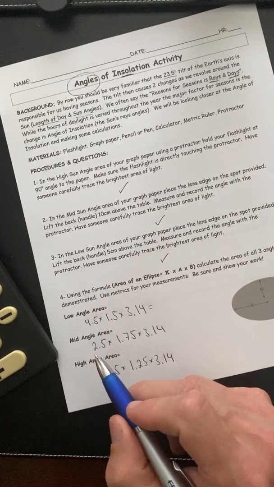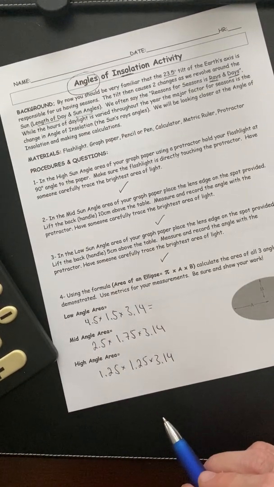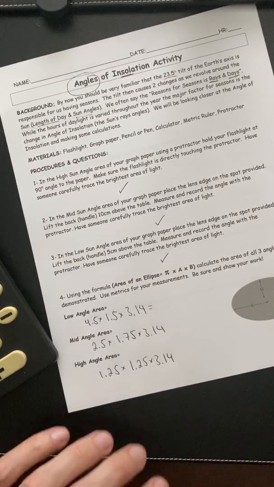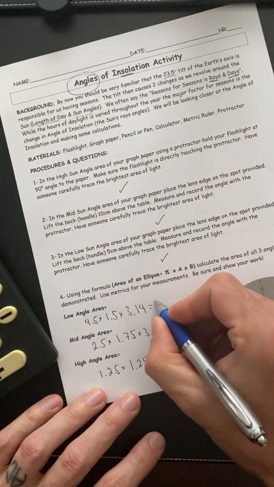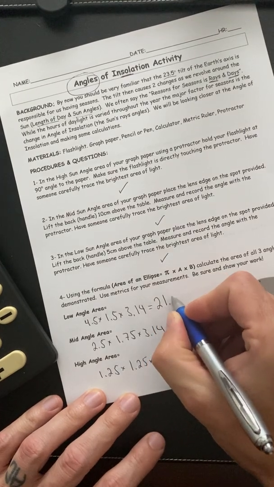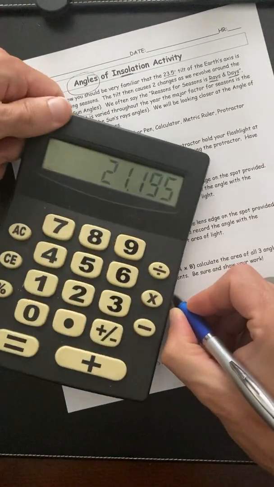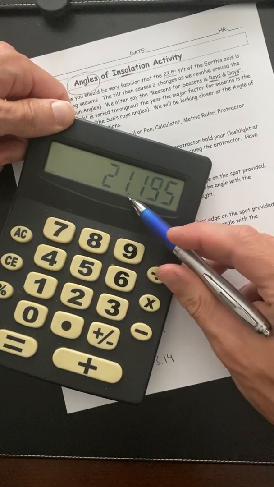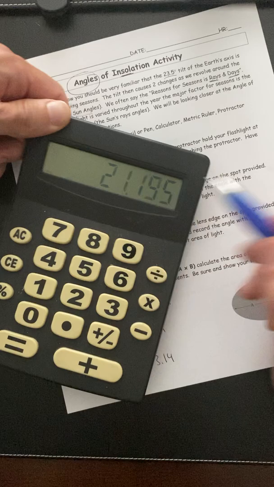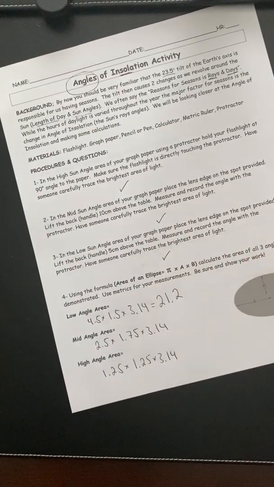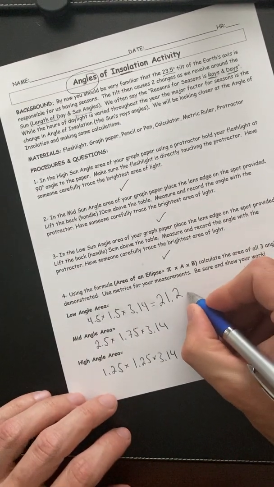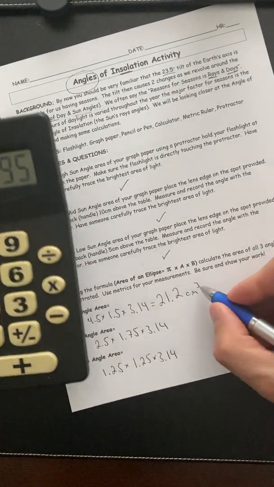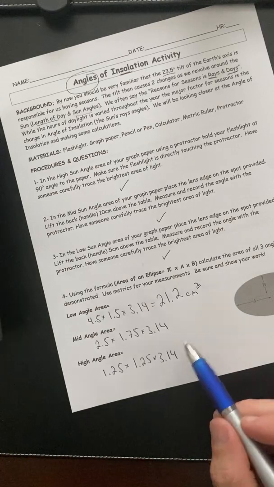If I go 4.5 times 1.5 times 3.14, I get an area here of 21 point, I'm going to round that to my hundredths. Actually, I guess I should probably round this and call it 21.2. And this was centimeters. So this is my cubic centimeters. Excuse me, centimeters squared. Let's go on.